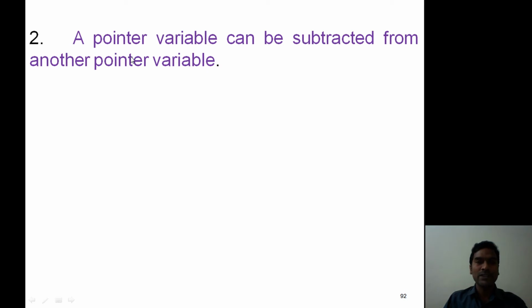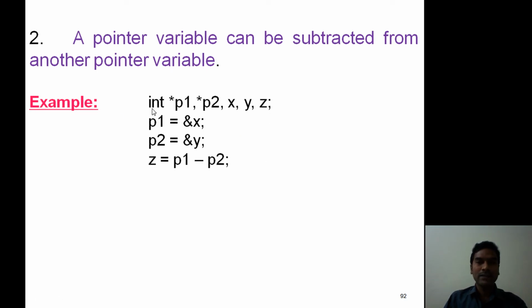The second one is a valid operation. A pointer variable can be subtracted from another pointer variable. In this case, both operands are pointer variables. Observe this example. int *p1, *p2, and 3 ordinary variables x, y, z. Now p1 = &x. p1 holds the address of x. p2 = &y. Here p2 holds the address of y. Now apply the operation z = p1 - p2.